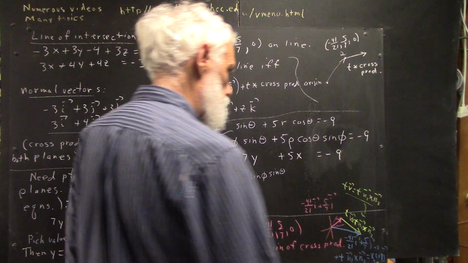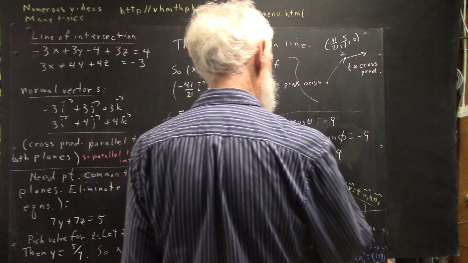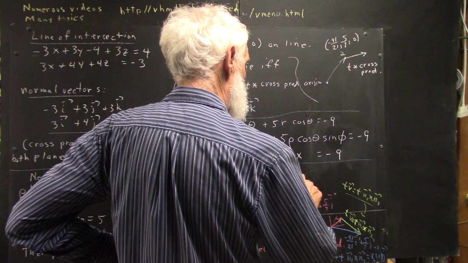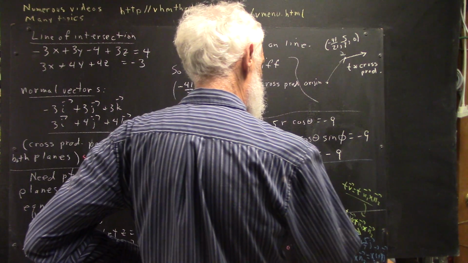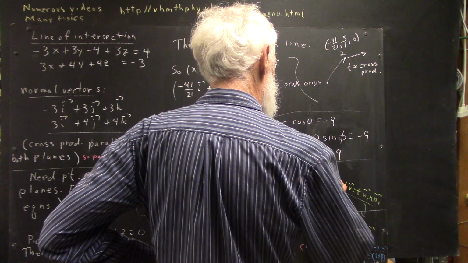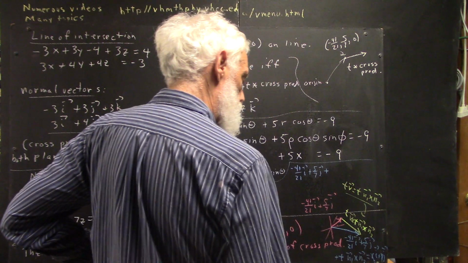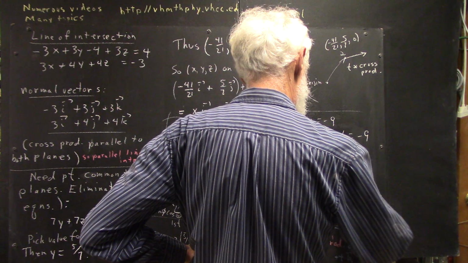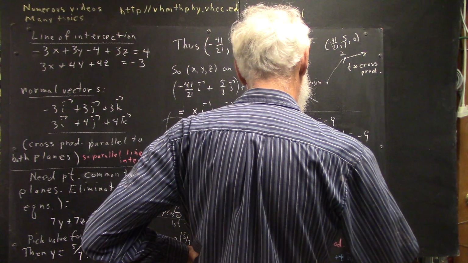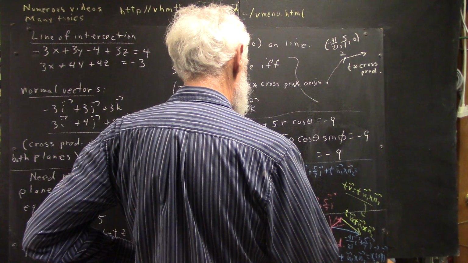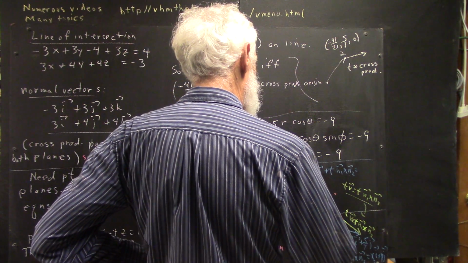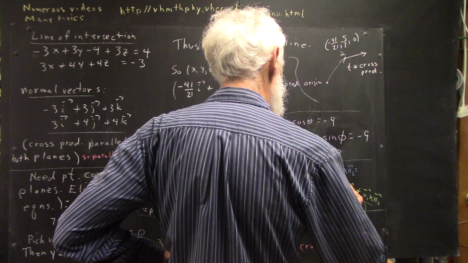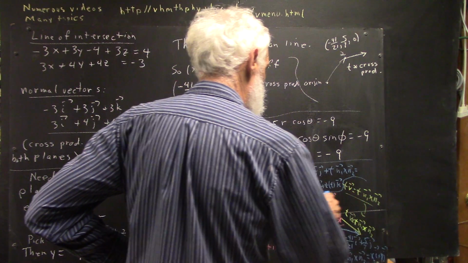So let me write that a little more clearly up here. I don't think I'll need any more of this space. Negative 41 over 21 i plus 5/7 j plus t times n1 cross n2 equals x of t i plus y of t j plus z of t k.